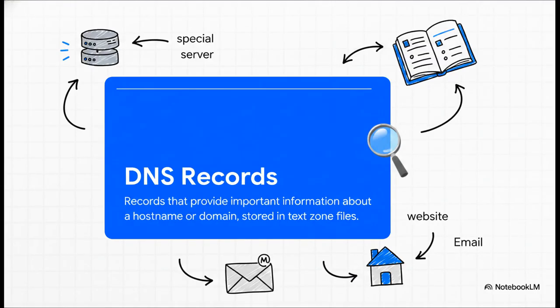At the end of the day, DNS records are just simple instructions. They're individual lines in that zone file, and each line gives one specific piece of information about a domain, like where to find the website or where to send the email. They are the individual contact entries in our massive digital address book.